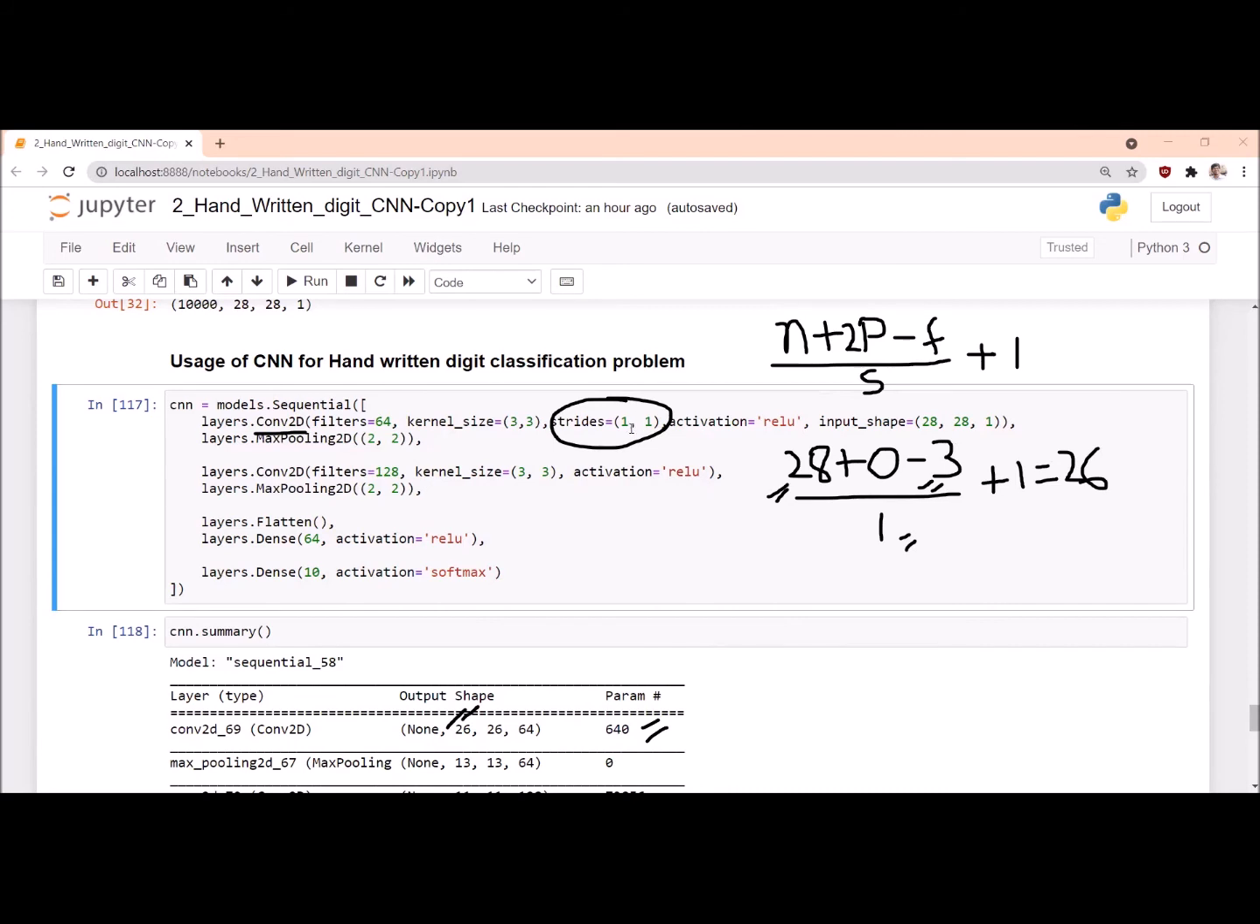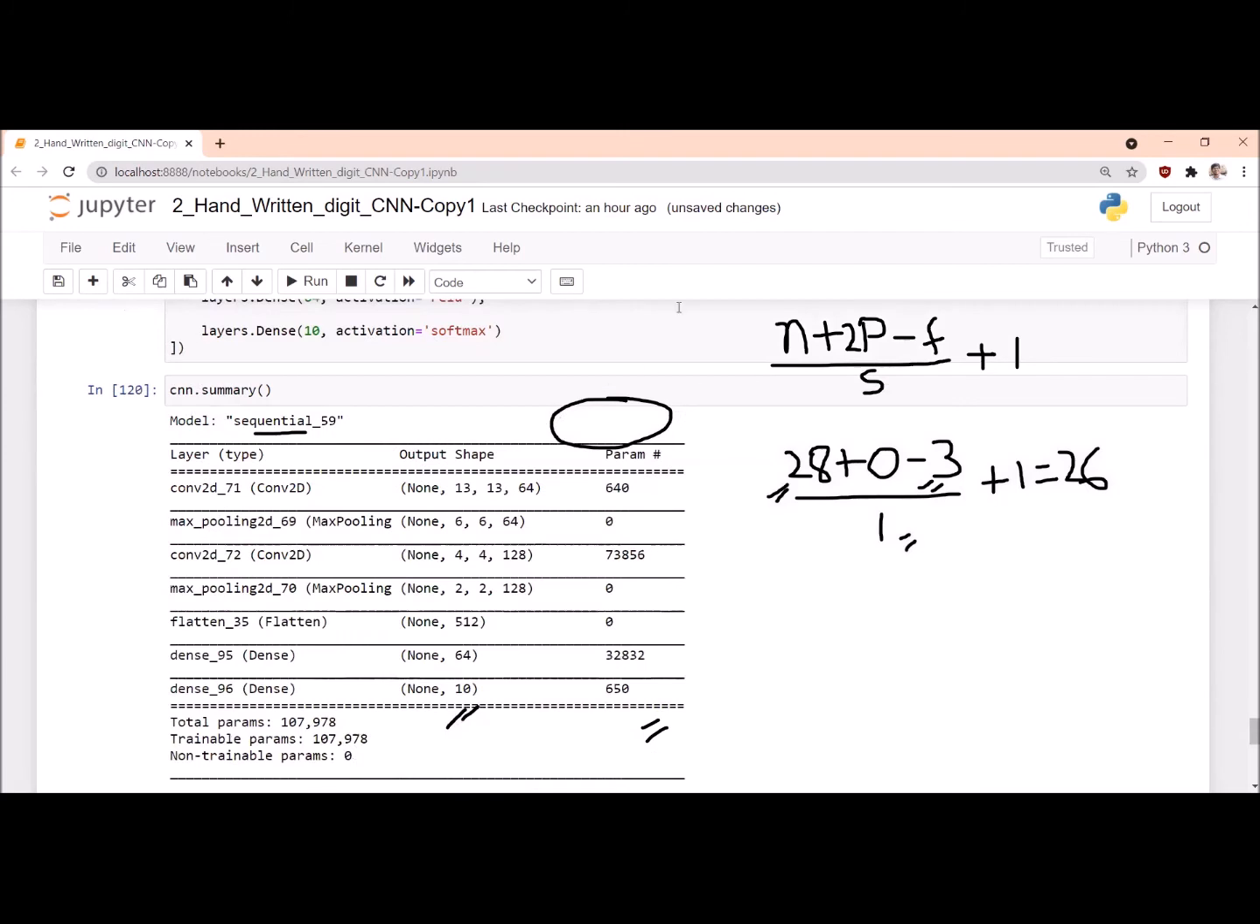Now we are changing the stride. I am changing the stride to 2 by 2. Because I have changed the stride to 2 by 2, here I have to take 2. Now 28 minus 3, 25. 25 by 2, integer division, it calculates as 12. 12 plus 1, now 13. Previously it was 26, so now it is 13. You can observe 13 by 13 with 64. If I use stride 3, then 28 minus 3, 25. 25 by 3 means 8. 8 plus 1, 9. I will get 9.